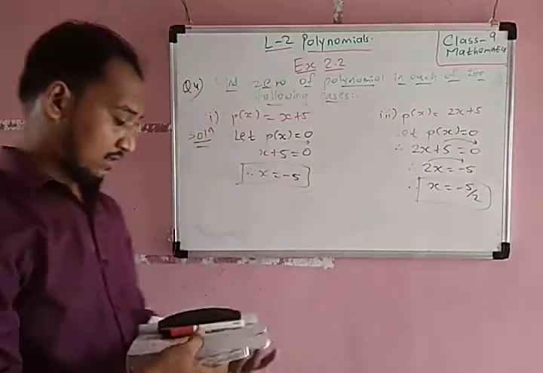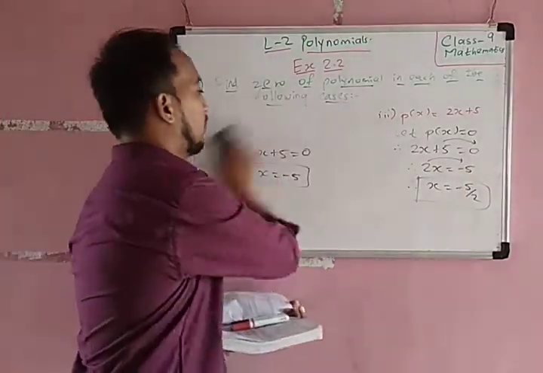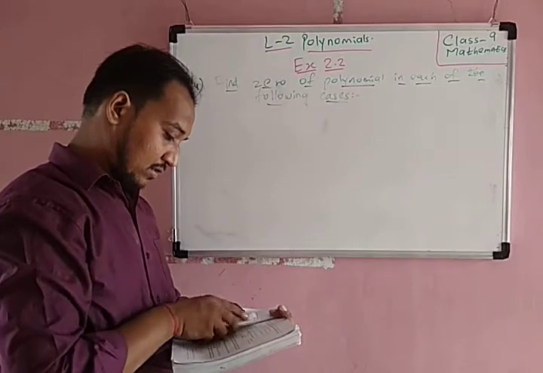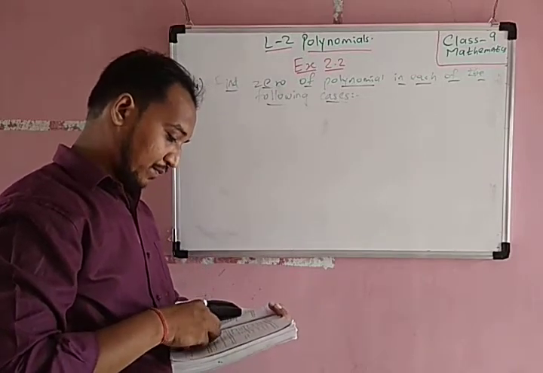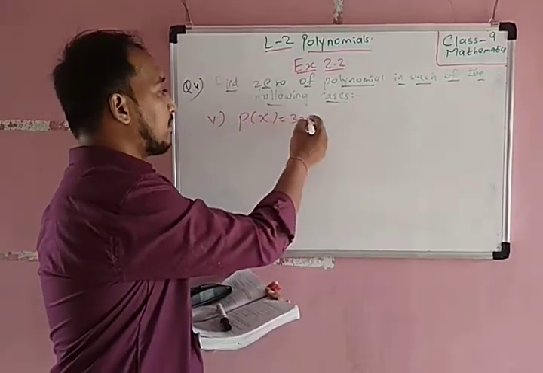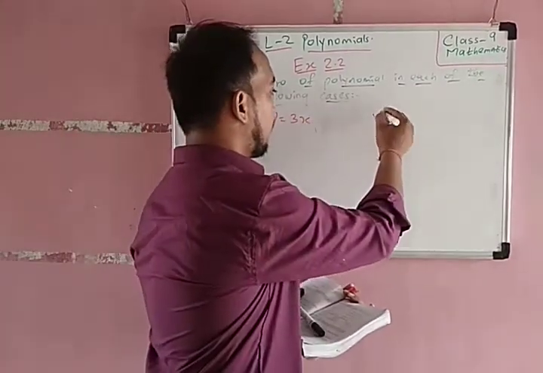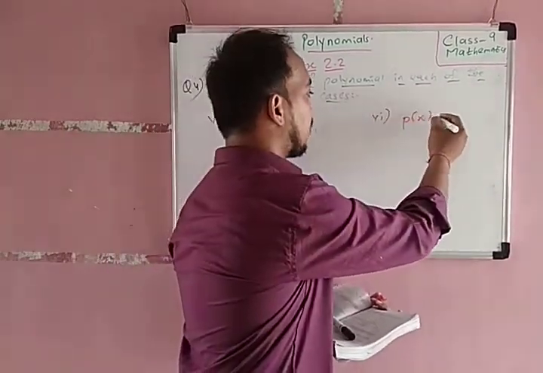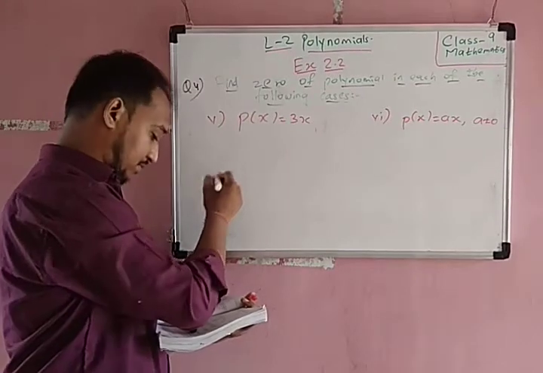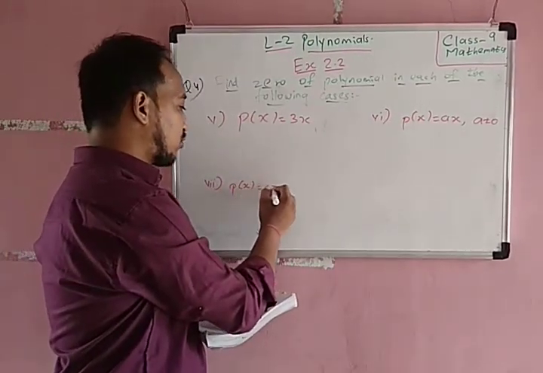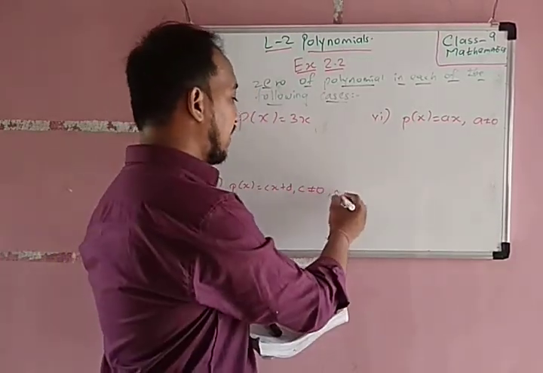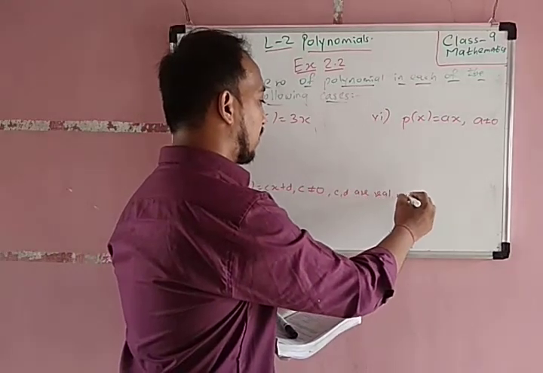Next one. Third, second and fourth are homework. Fifth one: p(x) equals 3x. Sixth one: p(x) equals ax, where a does not equal 0. And seventh one: p(x) equals cx plus d, where c does not equal 0 and c and d are real numbers.